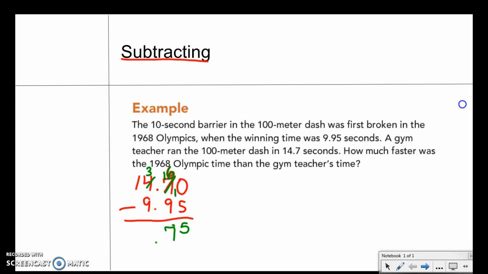Oh, my pen's going crazy. And then 3 minus 9, again, you can't do that, so take the 1 away, bring it to the 3. 13 minus 9, that will give us a remainder of 4. Okay, so our answer is going to be 4.75, and now it's not just 4.75, you have to specify what it's talking about. We are talking about seconds, so it's going to be 4.75 seconds. Okay, moving on.